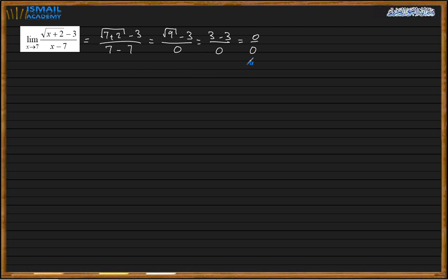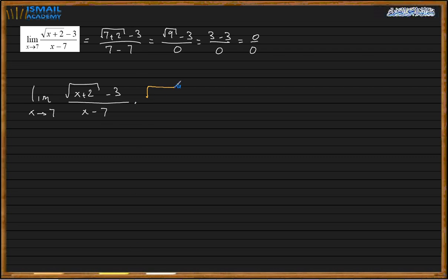Again here I end up having 0 over 0, and if you have a square root in the denominator or the numerator, always multiply by the conjugate. The conjugate of square root of x plus 2 minus 3 is square root of x plus 2 plus 3. So I will end up with the limit, x going to 7, of square root of x plus 2 minus 3 over x minus 7. Don't try to use L'Hopital's rule because you have 0 over 0, because you may make mistakes with the derivative of the square root. It's better to use the conjugate.